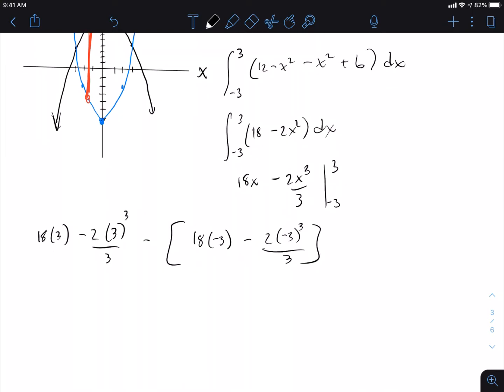What is that? 54? Yeah. Here, I'll look up my work. 54 minus, that's going to go away. That's 9, so that's 18. Minus, that's a negative 54. Plus 18. There's our symmetry, glorious symmetry. And so we're going to get 108 minus 36, which is 72 units squared.